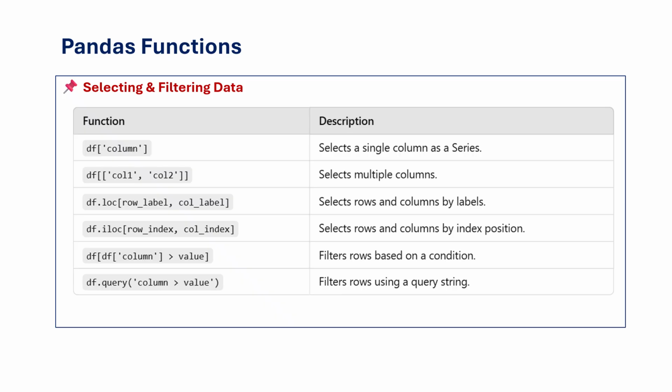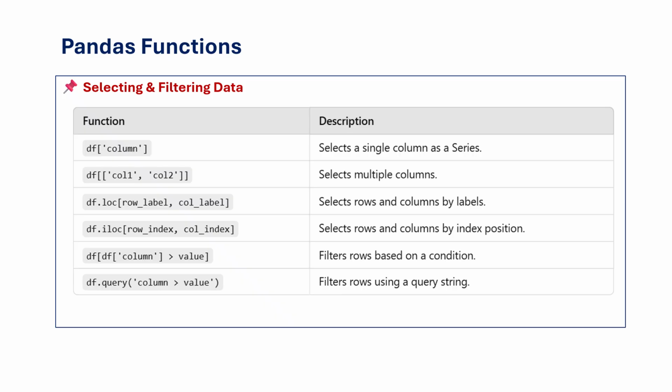Selecting rows. Rows represent individual records in a data frame. Selecting rows allows us to access specific records from the dataset. For example, from a customer dataset, we can select the details of a particular customer.